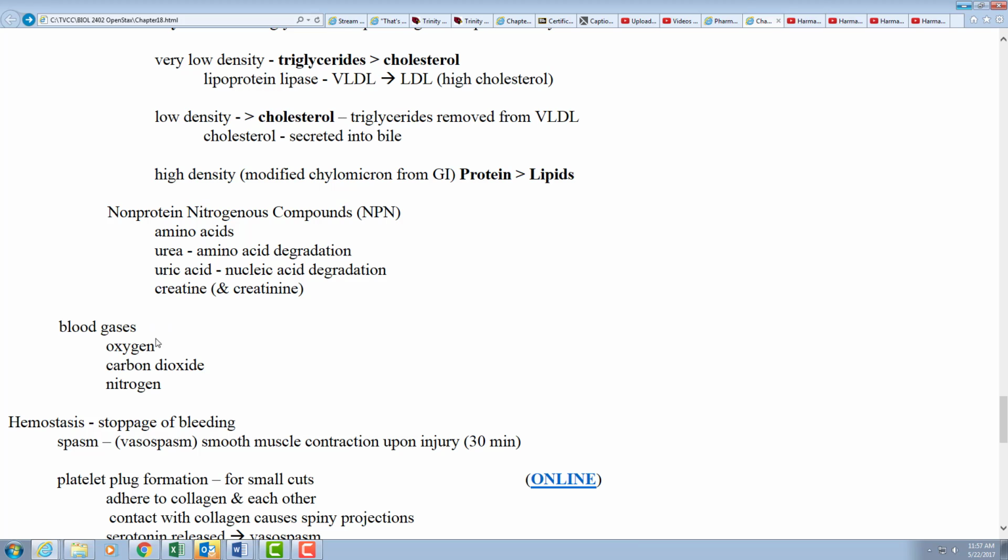Blood gases, we'll talk about more later on with respiratory, but of course you're carrying oxygen to the tissues to burn fuel. Carbon dioxide is one of those things, of course, a waste product made from burning the fuel. And even though we do not chemically use it, physically we use nitrogen, the major gas in the atmosphere, in order to push back against atmospheric pressure that's always pushing down on us.